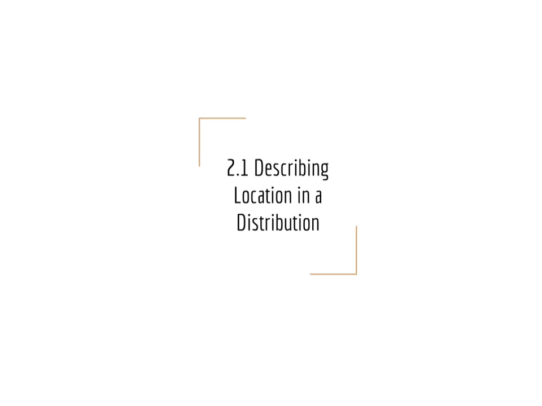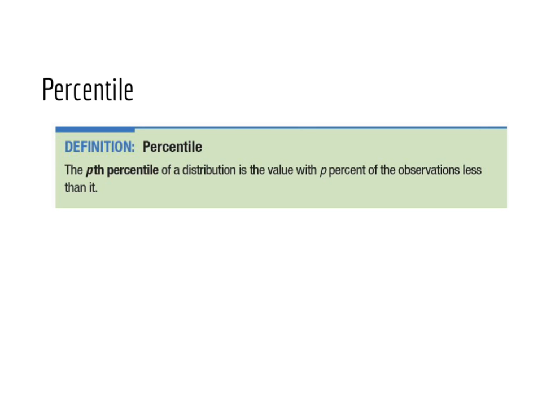All right, everybody, what we're going to look at today is describing a location in a distribution. That's the goal of the day, to be able to describe a location within a distribution. The first tool we're going to use is something called the percentile. Now, a percentile of a distribution is the value with p% of the observations less than it.